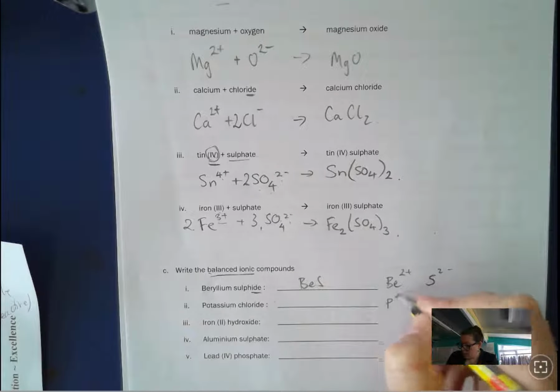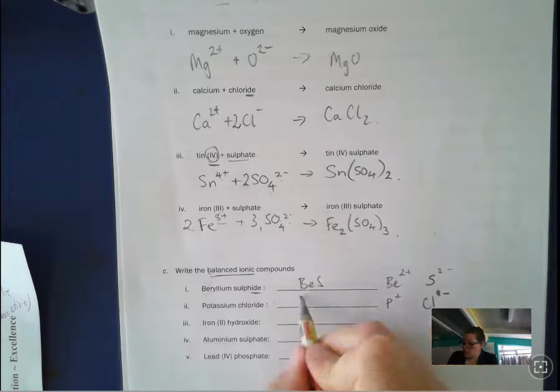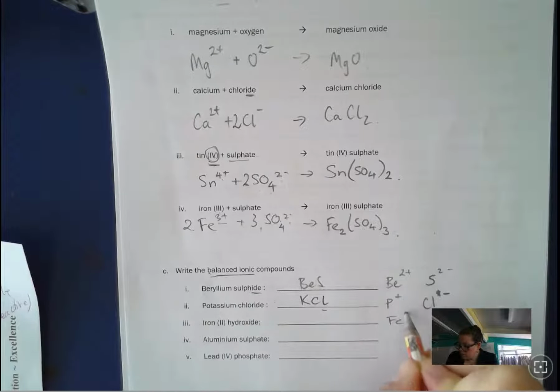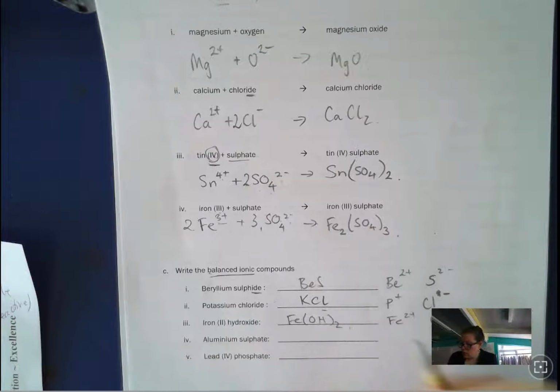We've got potassium 1, chloride 1. And you'll notice that we don't put the numbers in when we've got negatives. So it's going to be potassium chloride. Remember the lowercase. Iron 2, hydroxide is -1. So it's going to be Fe bracket OH 2.